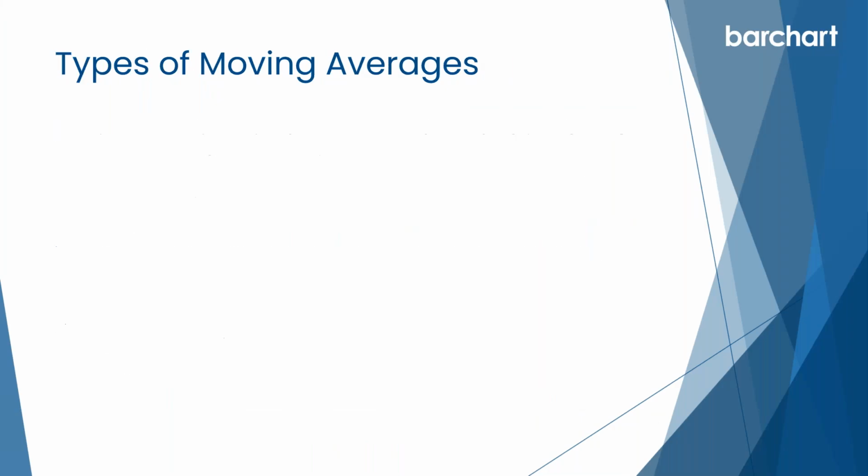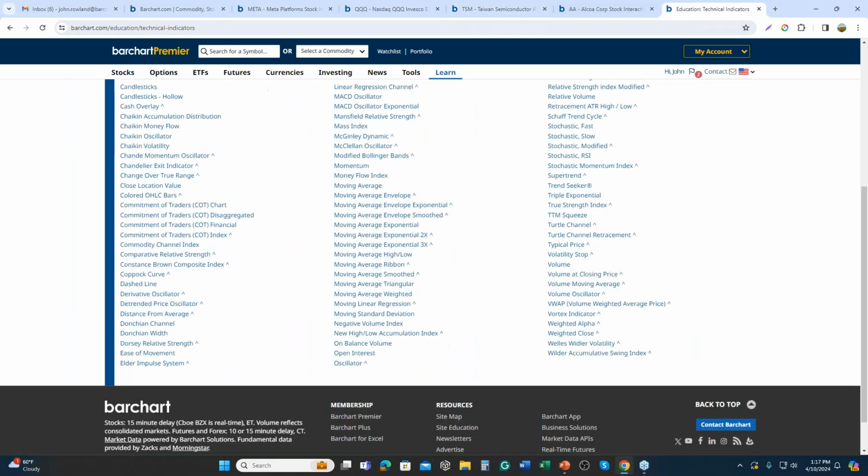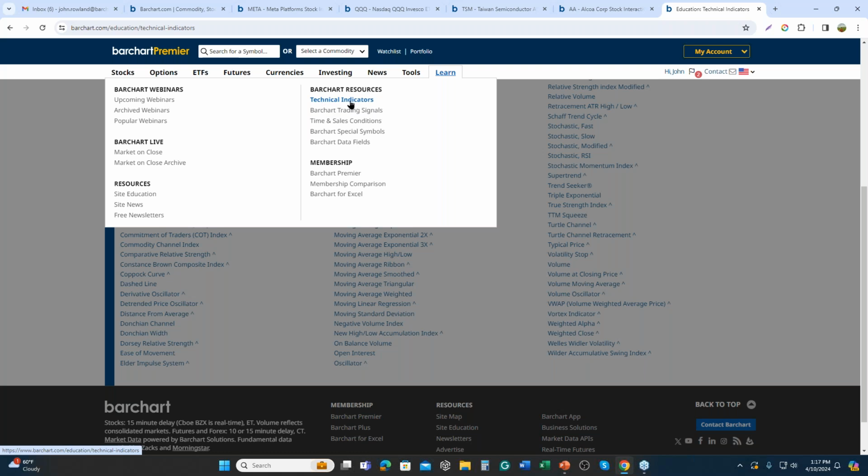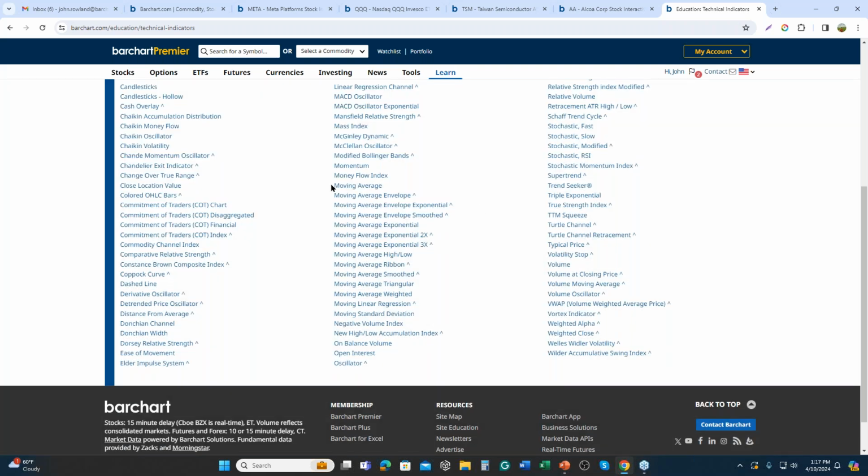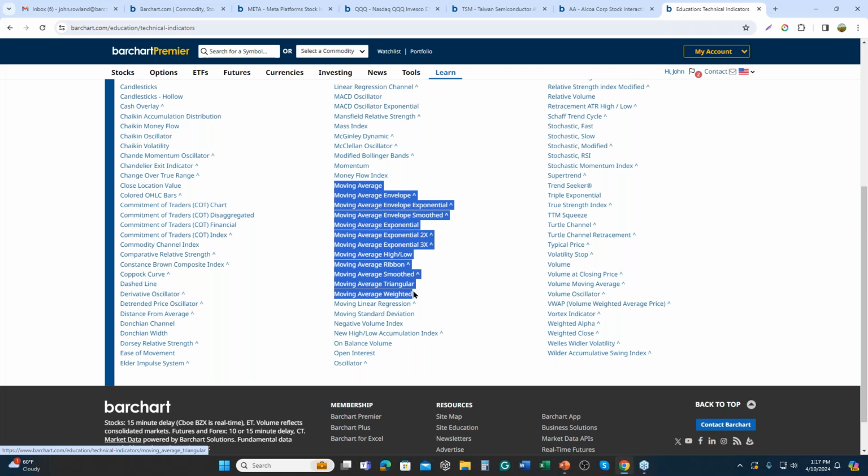So there are many types of moving averages. And if we go into Learn, where it says technical indicators, this is a library of all the technical indicators that we have. You can see that we have a lot of different types of moving averages that you can employ. But we're going to concentrate on just 3 today. We're just going to keep it simple, so to speak.